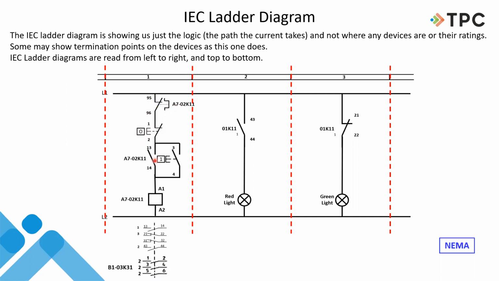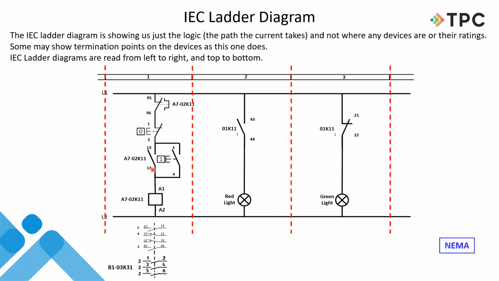And typically we would show a start button here, but they show the start button over here. So there's that 1 and that symbol again with 3 and 4. And the reason they show it over here is because the normal path of current is going to be through this contact, which is the holding contact.